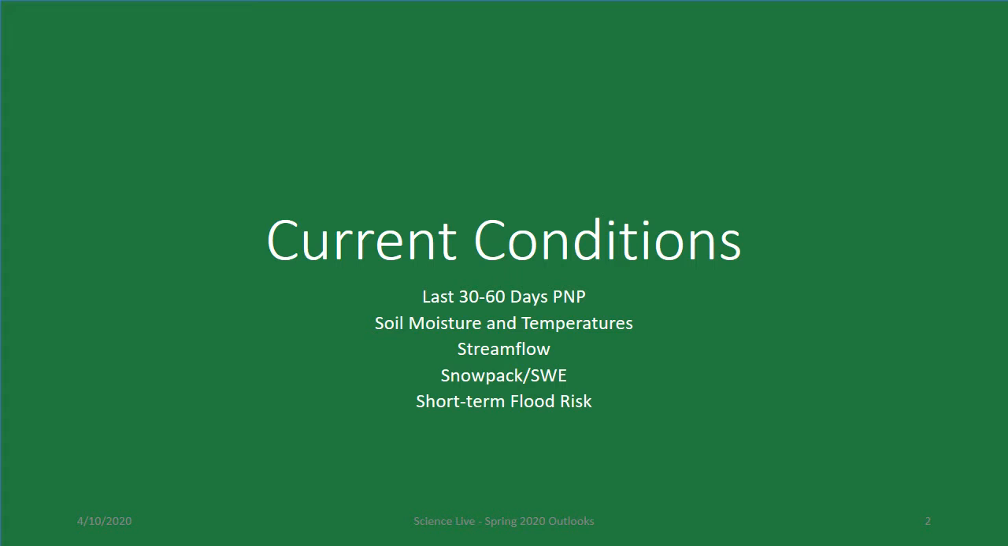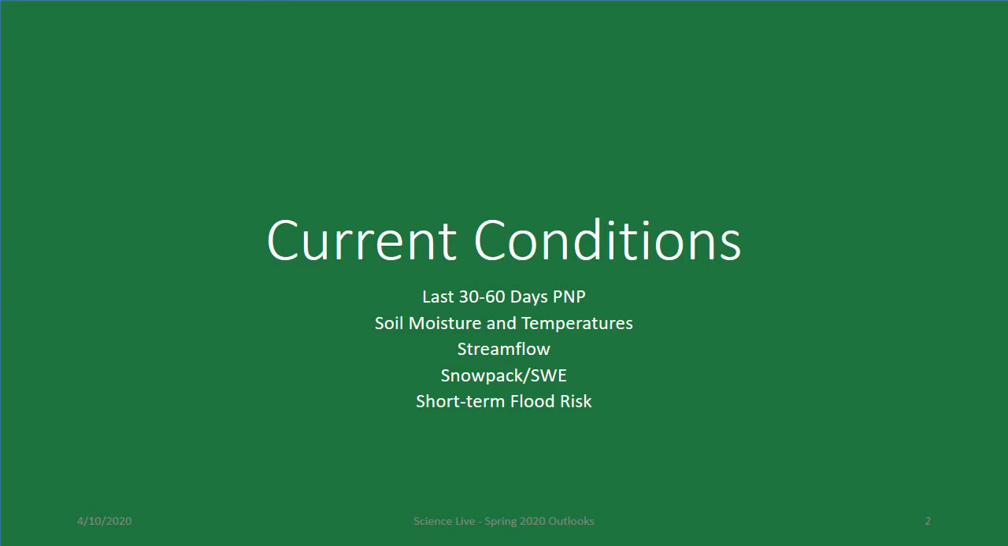Now that we have 2019 in the rearview mirror, what we'll look at are current conditions across the state. Some of the current conditions that we'll discuss, especially subsoil moisture, are a direct result of the wetness that we saw in 2019 and even going back into 2018. The first set of slides that we'll look at are the percent of normal precipitation across the state for the last 30 days and the last 60 days.